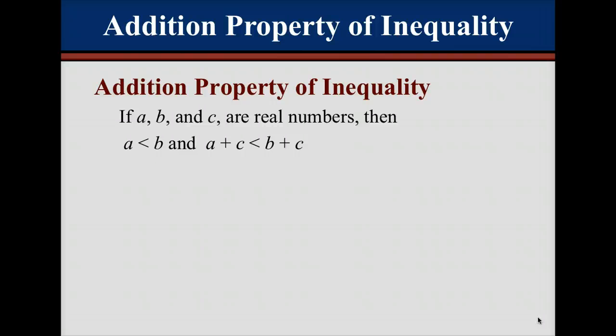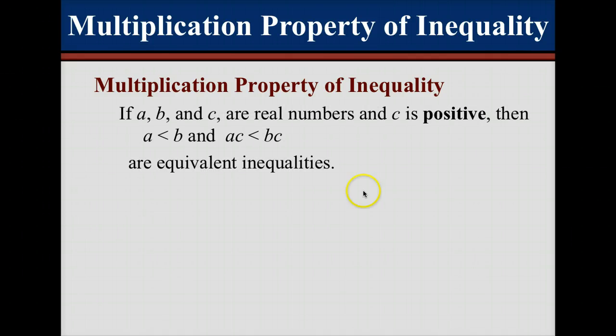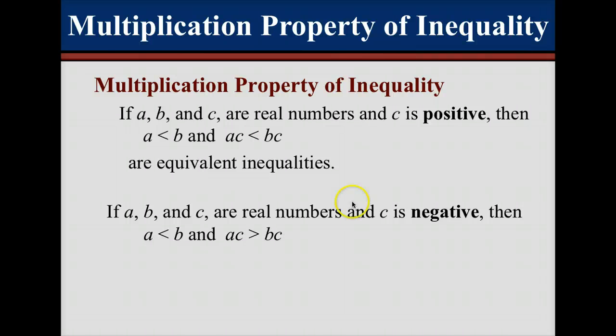The addition property of inequality is very similar to the addition property of equality, in that if you add the same thing to both sides, it keeps the inequality true. And also for the multiplication property of inequality, if you multiply both sides by the same quantity, it keeps it true. If a, b, and c are real numbers and c is negative, notice that when you are multiplying by a negative number, you reverse the symbols. If you multiply or divide by a negative number, you're going to have to reverse your inequality symbol.